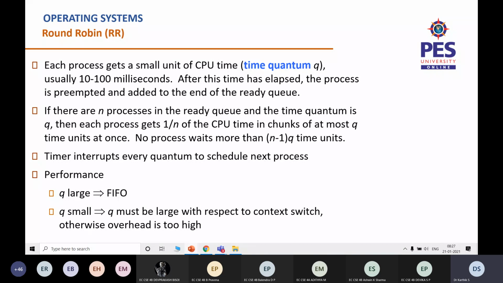But if q is very small, then there will be a lot of context switches, which is again an overhead on the processor where we don't do anything effectively. So the system performance will degrade. So keeping this in mind, the q value needs to be fixed carefully.